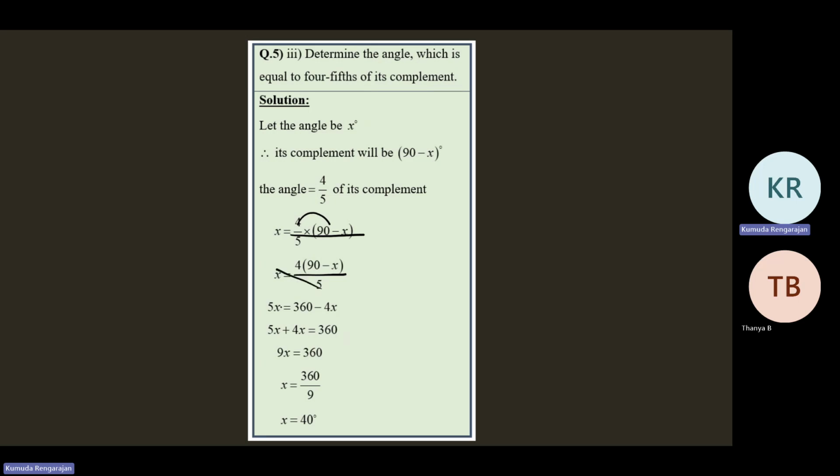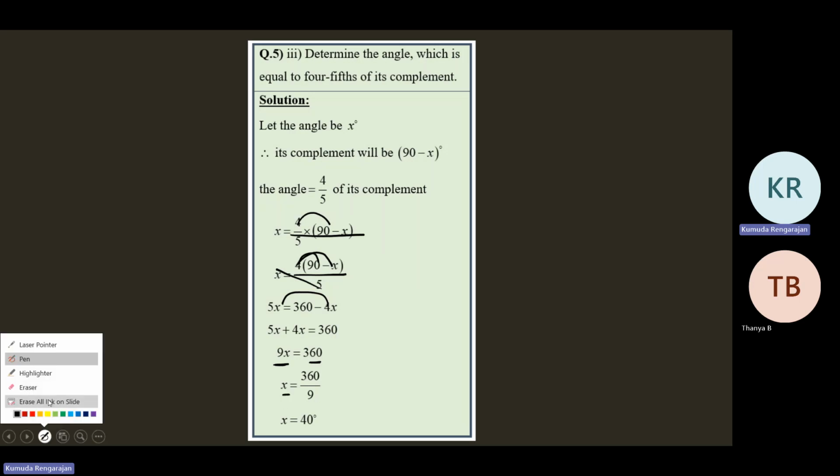Cross multiply 5x. Then 4 into 90, 360. 4 into minus x, minus 4x. Transpose minus 4x. So plus 4x. 9x is equal to 360. X is 360 by 9. X is 40 degrees.